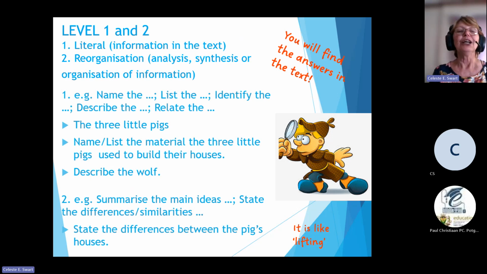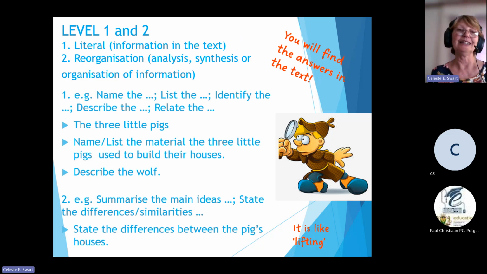It could also be something like describe the wolf, but then a description would be given there where they would say he was a big bad wolf with viciously long teeth, sharp teeth, and a very mean looking face with mean eyes, things like that. So you will find the information in there. Your reorganization would be things like asking you to state the differences between the pigs' houses. And that information would be there. You'd know the one was sticks, the one was straw, and the one was bricks, because it would be in the passage.